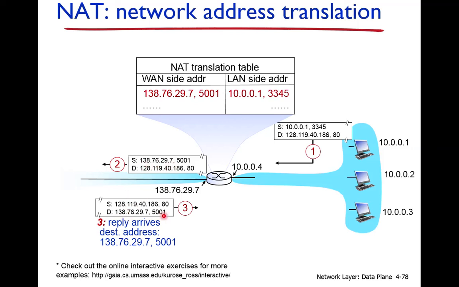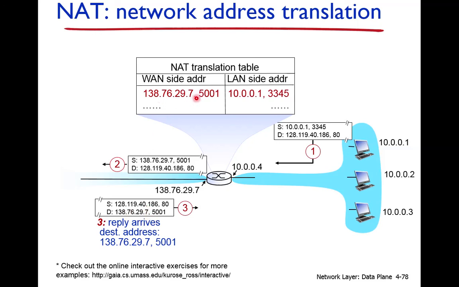So this is 138.76.29.501. And you know that this IP address is a public IP address. It is known worldwide. The route toward it is known worldwide over the internet. So this message will be forwarded to this IP here. When this message arrives here, it will again be looked up in the NAT table. For example, this destination address 138.76.29.501, this destination IP address and port number, will be looked up in the table.